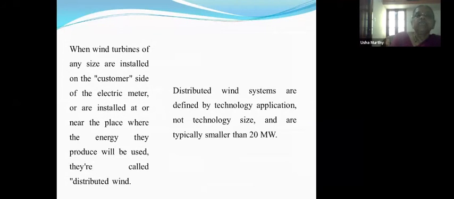Then we have wind turbines of any size that are installed on the customer side of the electric meter, or installed at or near a place where the energy they produce will be used. They are part of distributed wind. Wind systems are defined by technology application and not by technology size, and are typically smaller ones, from about 20 watts up to millions of watts.